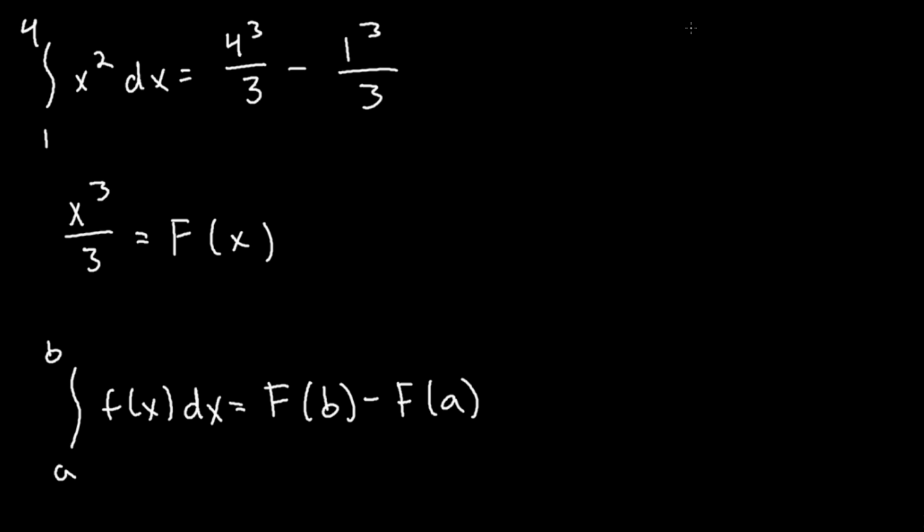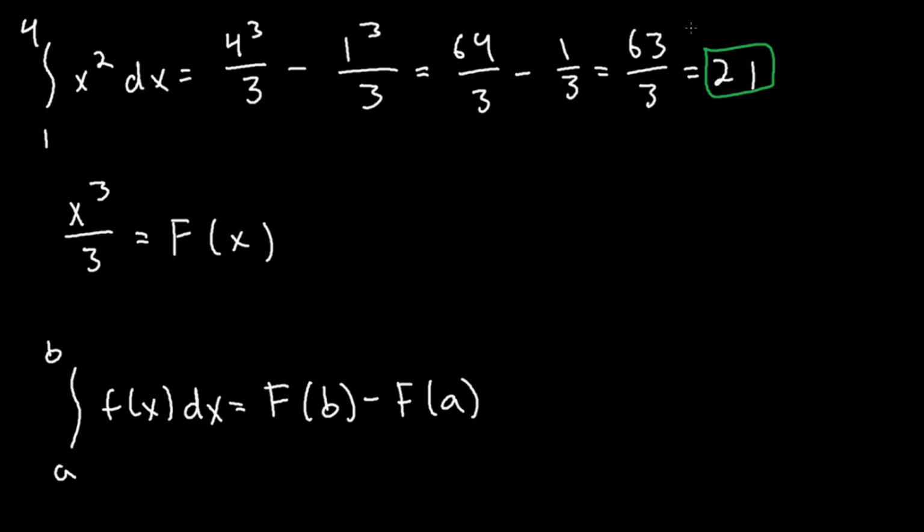Now, most teachers would be fine with you leaving it in this form. Once you have it in some constant form, you're really going to be fine. Most teachers really don't care about that. But if your teacher is stingy and they want you to simplify, basically the simplification for this is 64 over 3 minus 1 over 3, and that's equal to 63 over 3, which is equal to 21. So your final answer for the definite integral of x squared from 1 to 4 is 21.